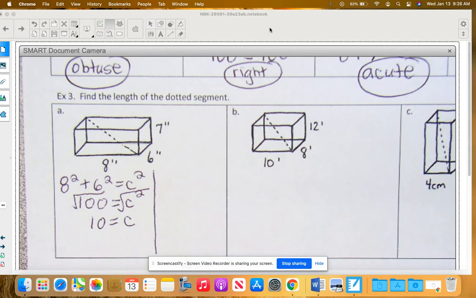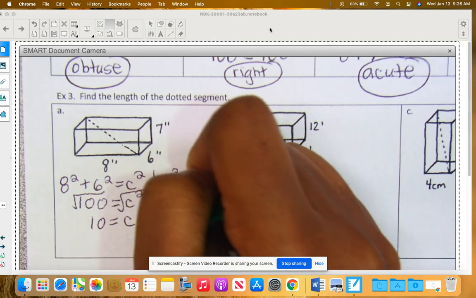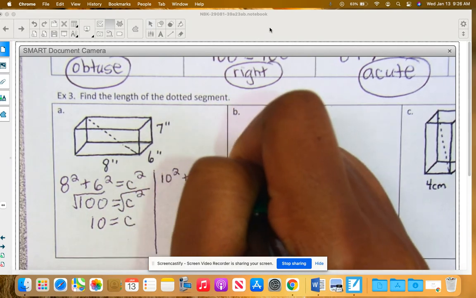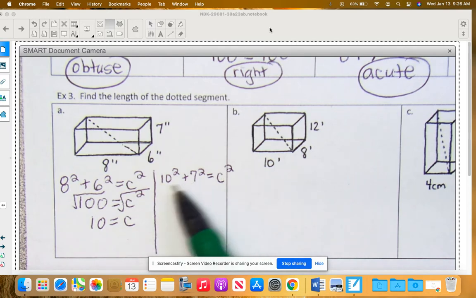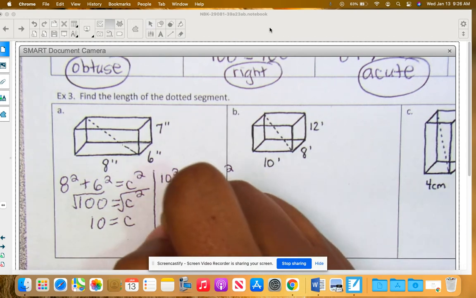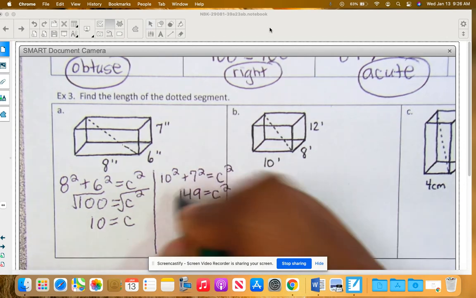Now I'm doing the Pythagorean theorem with 10 squared plus 7 squared equals c squared, which in this case, my c squared is going to be my final answer. So again, calculator, mental math, we work this out. 10 squared plus 7 squared, add that together, I got 149 equals c squared. We take the square root of both sides.